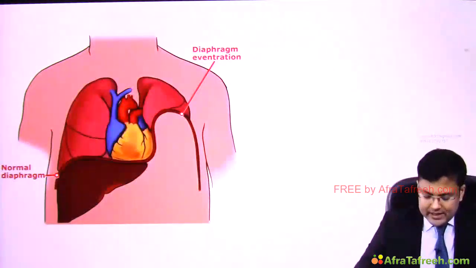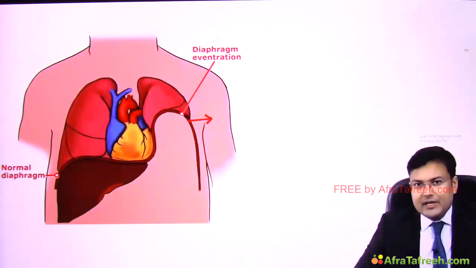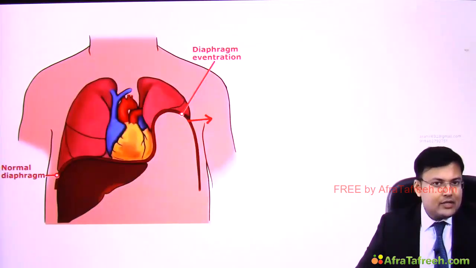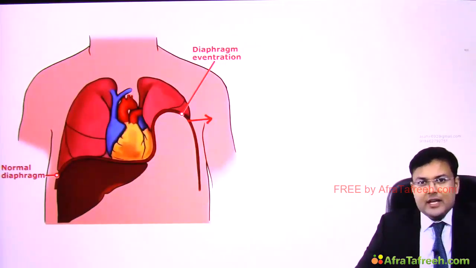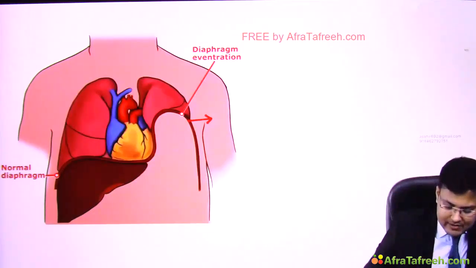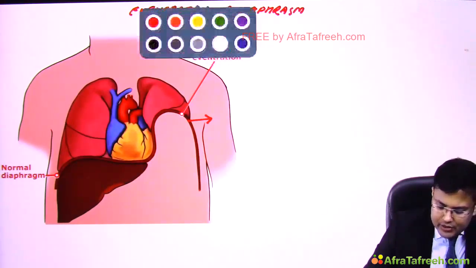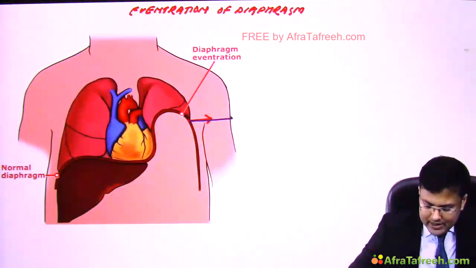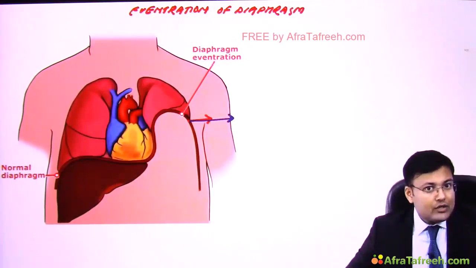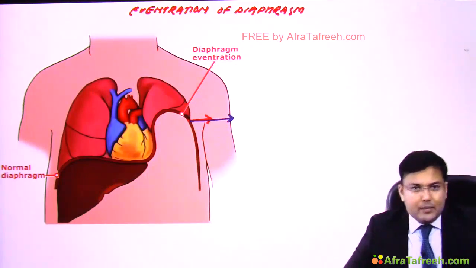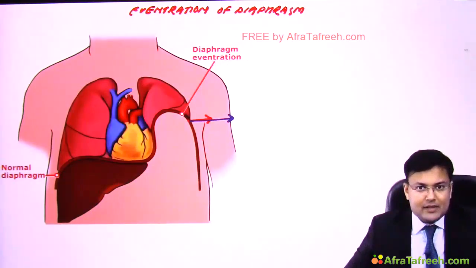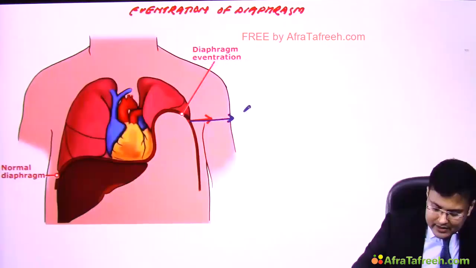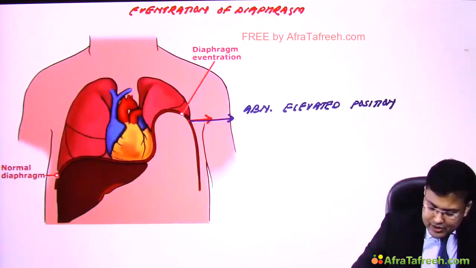In this picture what you can see is an abnormally elevated position of diaphragm. And what's the name of this condition? This is known as eventration of diaphragm. Clear? So here you can notice that there is abnormally elevated position of diaphragm. And what's the cause? It's because of either paralysis or atrophy of muscle fibers.